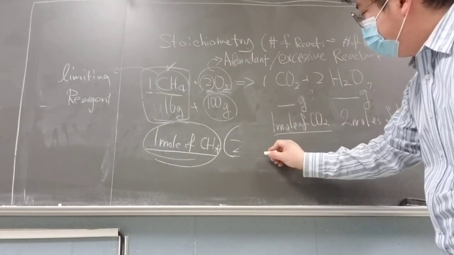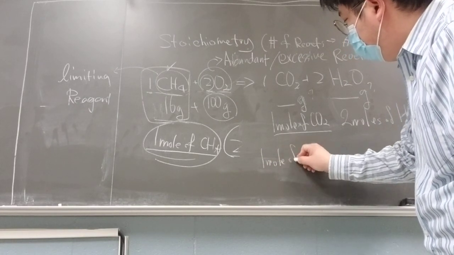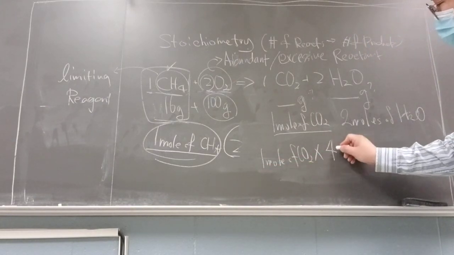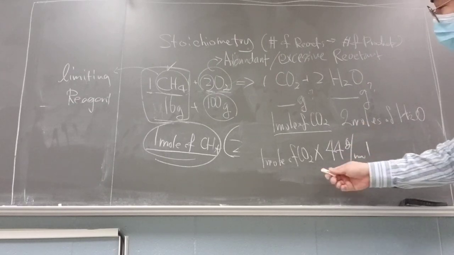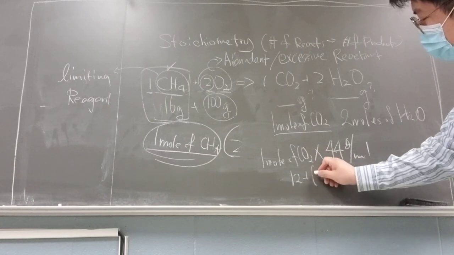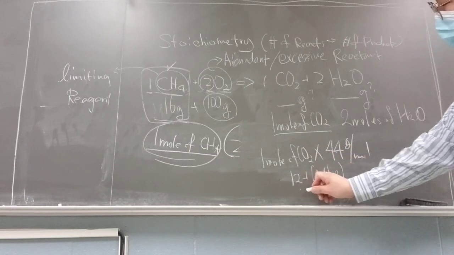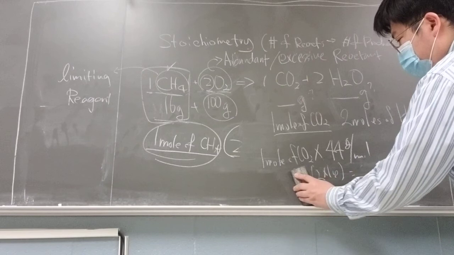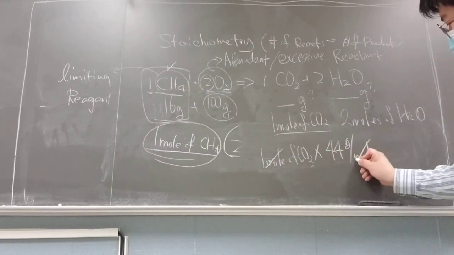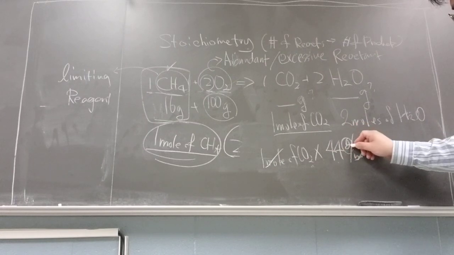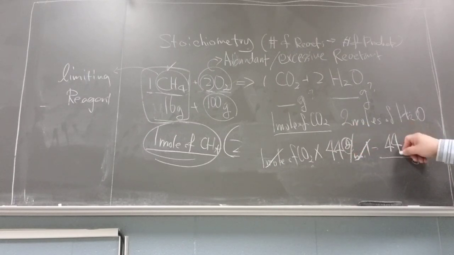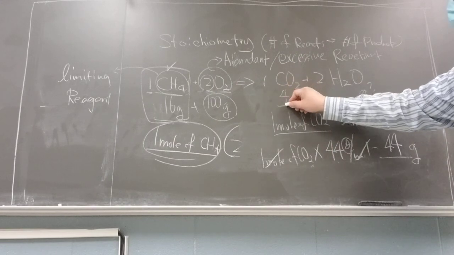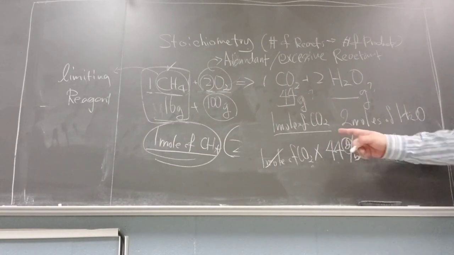If you have the number of moles of carbon dioxide, you just multiply the number of moles by its molecular weight, which is 44 grams per mole, because the one carbon is 12, two oxygens is 2 times 16, right? So this is 12 plus 32, that makes 44. So the molecular weight of carbon dioxide is 44. And if you do this carefully, the mole numbers cancel, top, bottom. So you have a number in grams. So now you know, if you have 16 grams of methane and 100 grams of oxygen, this will make about 44 grams of carbon dioxide, because we know there will be one mole.